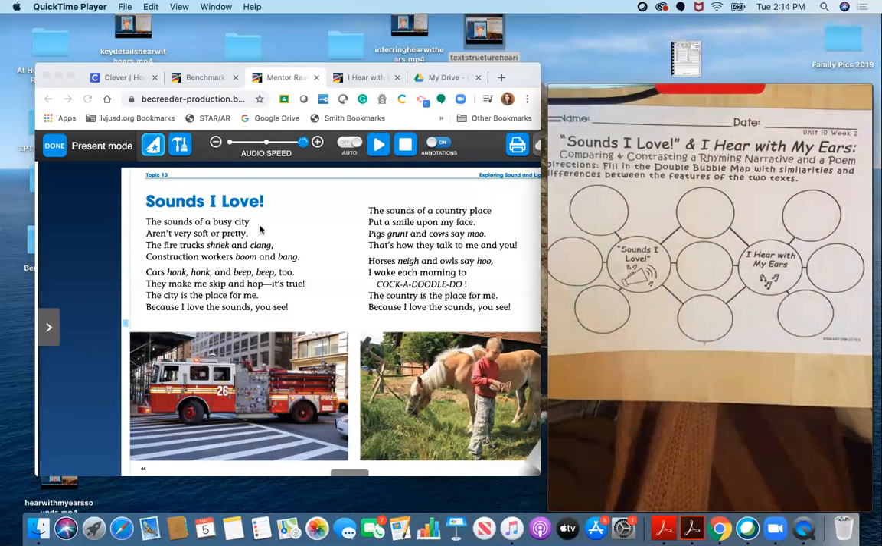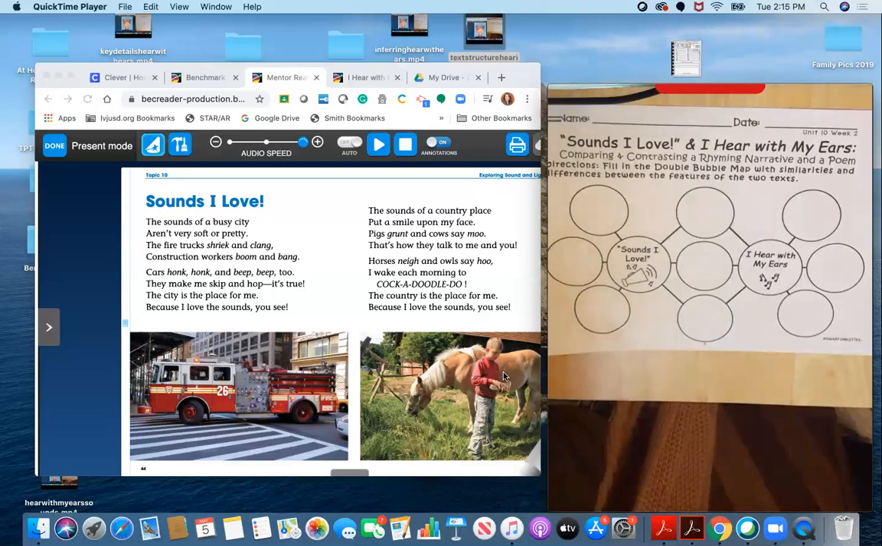Sounds I Love. The sounds of a busy city aren't very soft or pretty. The fire trucks shriek and cling. Construction workers boom and bang. Cars honk honk and beep beep too. They make me skip and hop. It's true. The city is the place for me because I love the sounds you see.